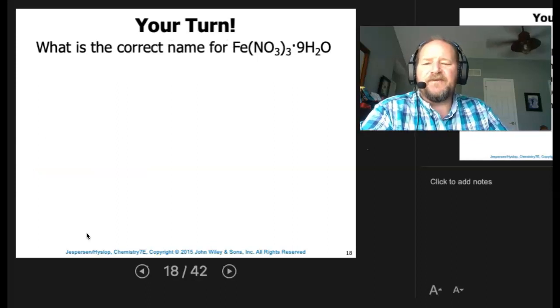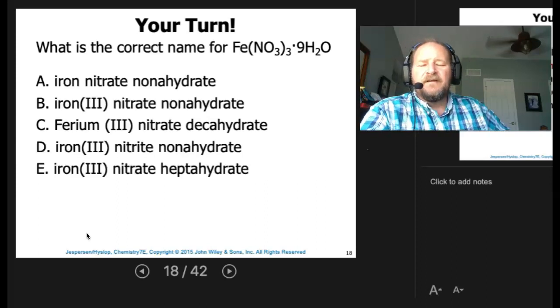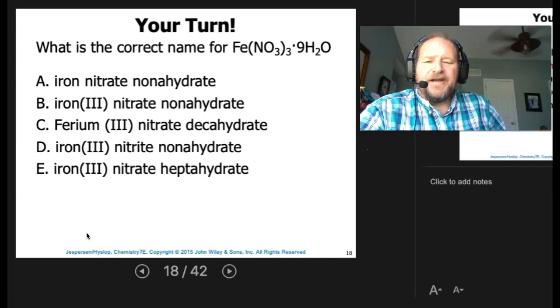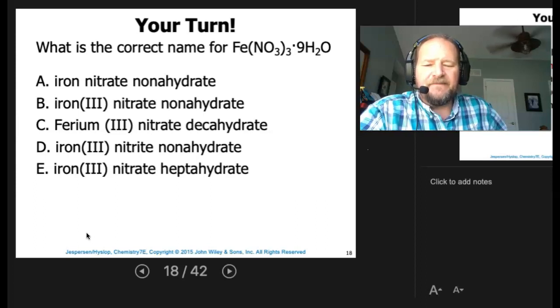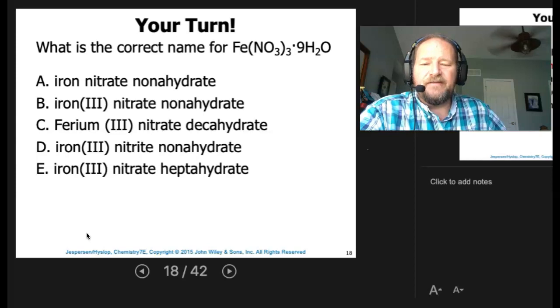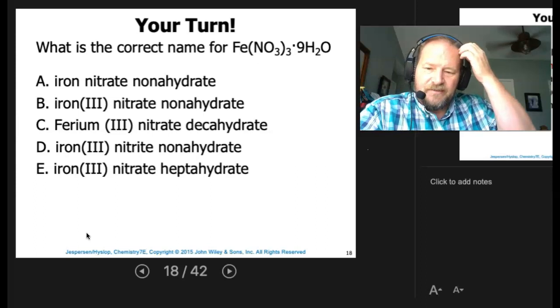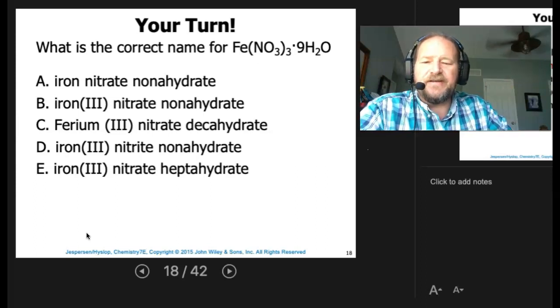All right, what is the correct name for Fe(NO3)3·9H2O? So, what's the charge on nitrate? Nitrate's a polyatomic. The parentheses tell us to go look at that list. It's a -1 for each one of those. That's going to give us a total of -3. That means the iron has to be a +3. So we have iron 3 nitrate. And then how many waters? And the prefix there is going to be nona. So we have iron 3 nitrate nonahydrate, which would be B.